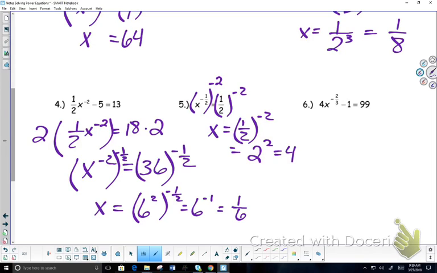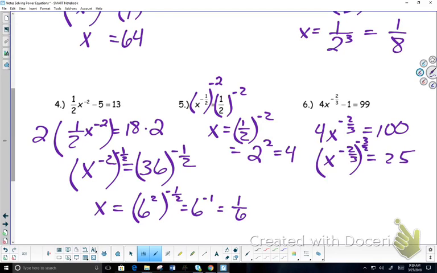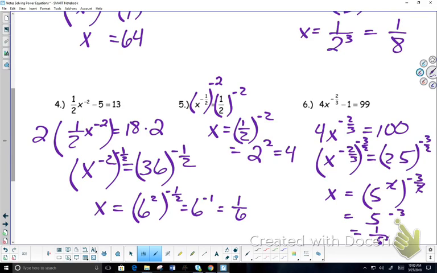And then our last example would be 4x to the negative 2/3 equals 100. Divide by 4, and I get 25. And then once again, I'm going to flip this over. So I've got x equals 25 to the negative 3/2, and 25 is going to be 5 squared. And that helps me because it makes these 2's cancel out. So now I'm left with 5 to the negative 3. Well, the negative 3 tells me to put it on the bottom. And then 5 cubed is 125.